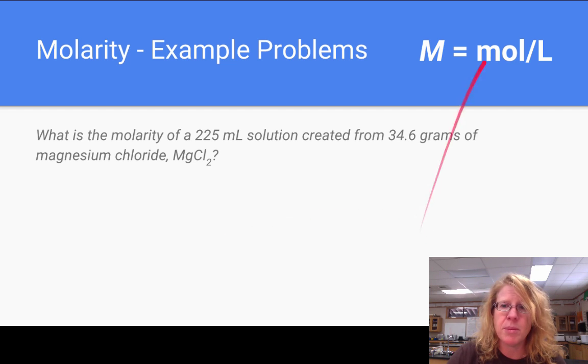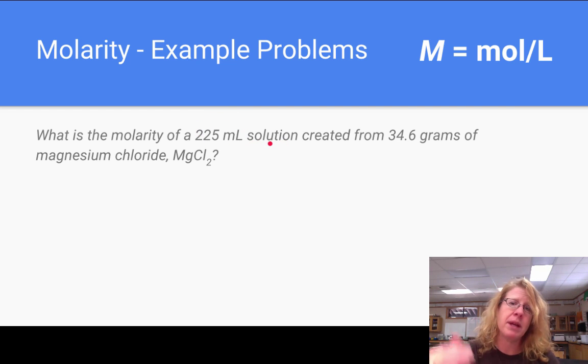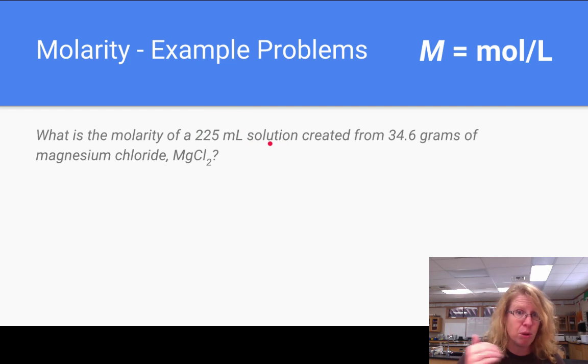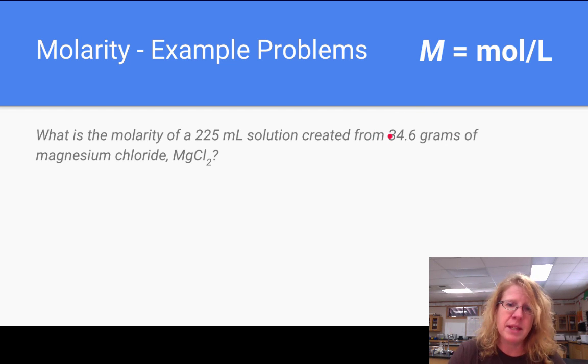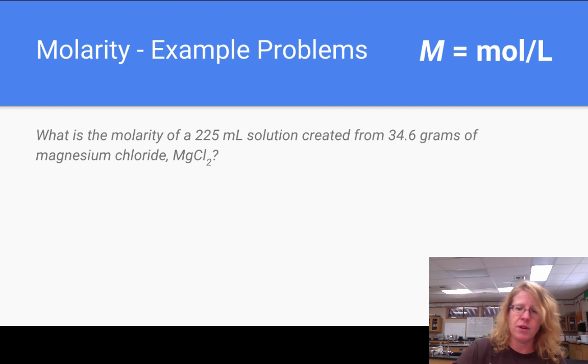So here's the little equation that I write down all the time. Molarity equals moles per liter. So let's take a look. This is 225 milliliters of solution, so it's going to end up on the bottom of our equation. This is the per liters part. But there's a problem with our units. It's in milliliters, so we'll have to fix that. And then the 34.6 grams of magnesium chloride is our solute. But it's in grams, so we're going to have to convert it to moles.